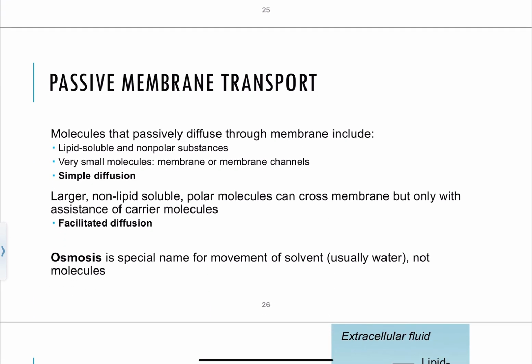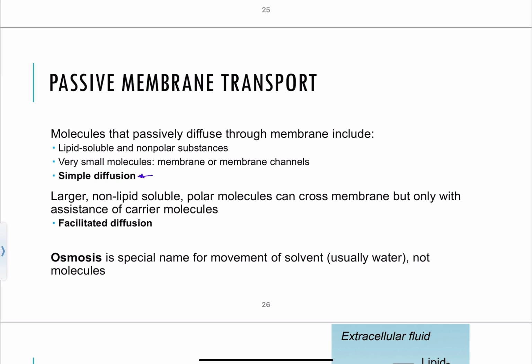Okay, so remember the membrane is selectively permeable and only allows some things to cross. So when we're talking about lipid soluble, really small non-polar substances or molecules, those are going to cross the membrane via simple diffusion.